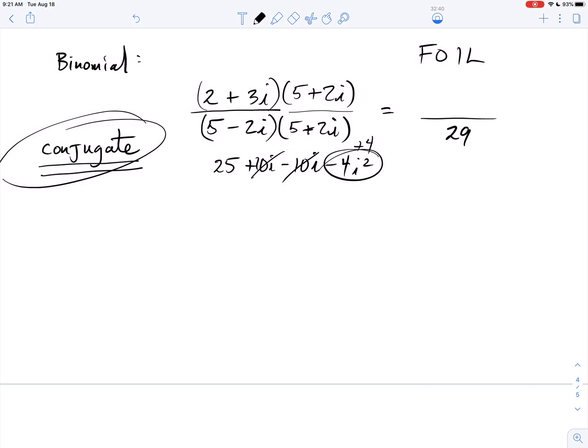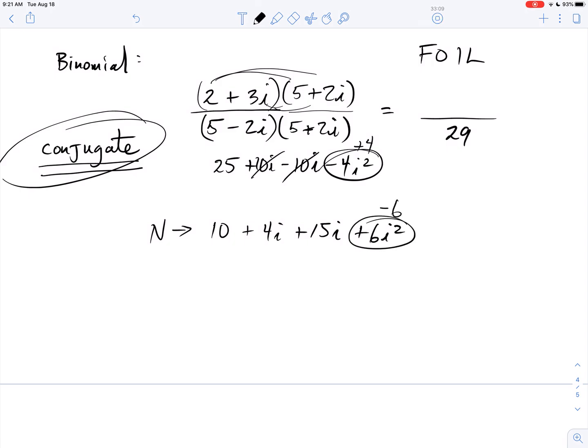Well, what's the top part look like? I don't know. Let's FOIL it. Now, I'm not doing 2 plus 3i times its conjugate, so I have to actually go through the motions and figure out what's going to happen here. In the numerator, I'm going to get 2 times 5, that's 10. I'm going to get 2 times 2i, that's 4i. I'm going to get a 15i. And I'm going to get positive 6i squared, which is fancy talk for minus 6. 10 take away 6 is 4. 4i and 15i is 19i. And that is my answer.